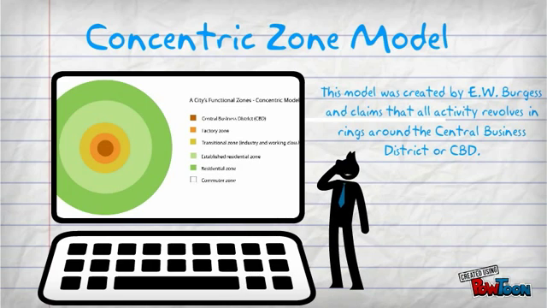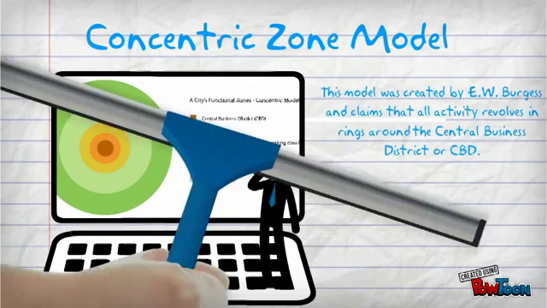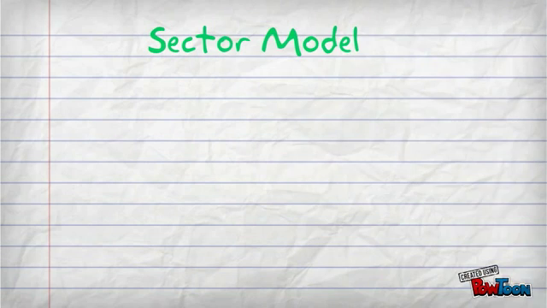This model was created by E.W. Burgess and shows how social groups are spatially arranged in a series of 5 rings. This model was based on the city of Chicago.